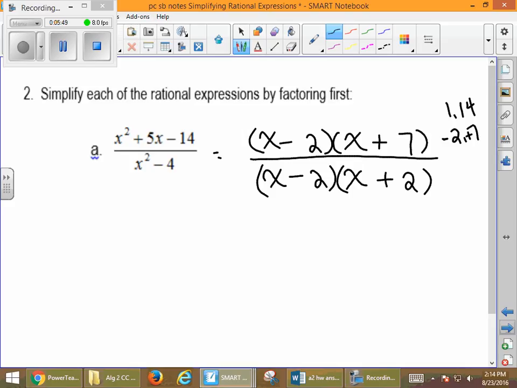And then lastly, it's not my best saying, but it really does work for people. Do we have anything exactly the same on the top and on the bottom? We've got an x minus 2. X minus 2 divided by x minus 2 is 1. So when we simplify this rational expression, we're left with x plus 7 divided by x plus 2.